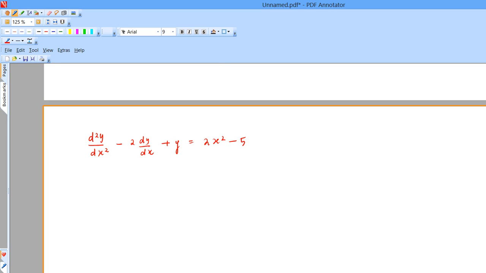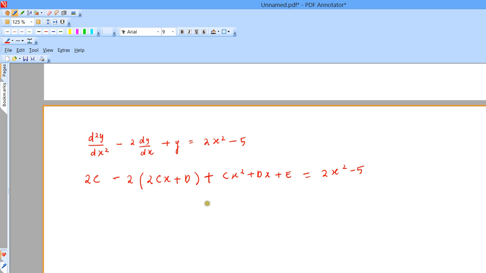So we get d square y over dx square, which refers to y double prime p. So we can substitute with 2c, and then dy over dx equal to y prime p. So we get 2cx plus d, and then y refers to yp, cx square plus dx plus e, equal to the right hand side, 2x square minus 5.